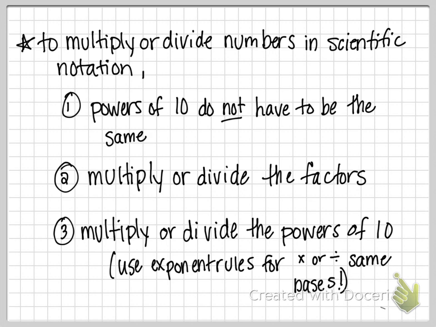If we multiply two powers that have the same base, what do we do with the exponents? Add. So that would be the same thing if we had powers of 10. So if we're multiplying 10 to the second times 10 to the 8th, they have the same base, we add the exponents. Okay, so that's for multiplication. That's if we are multiplying in scientific notation.